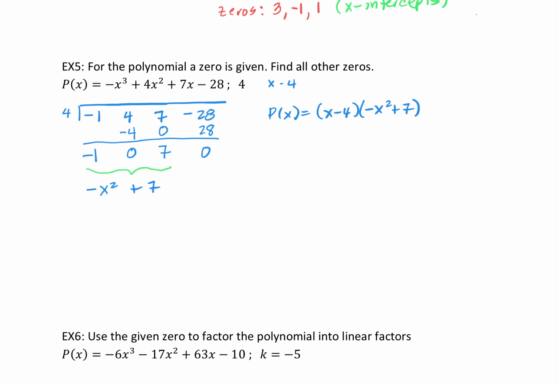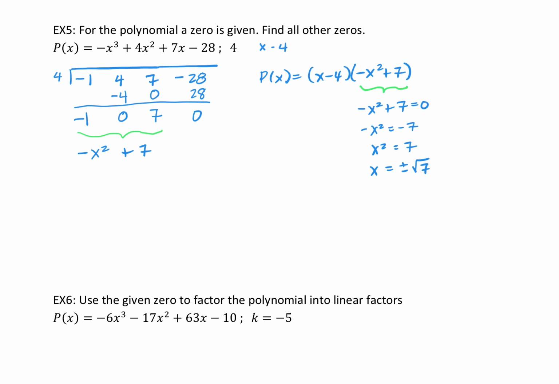Well, let's look at the negative x squared plus 7. It must be true that if it is a 0, then negative x squared plus 7 has to equal 0. In other words, negative x squared is equal to negative 7. X squared is equal to 7. Square root both sides. Don't forget the plus minus. Square root of 7. Square root of 7 is a real number. And yes, we're allowed to get fractions and radicals and even decimals when we break these down into our zeros.